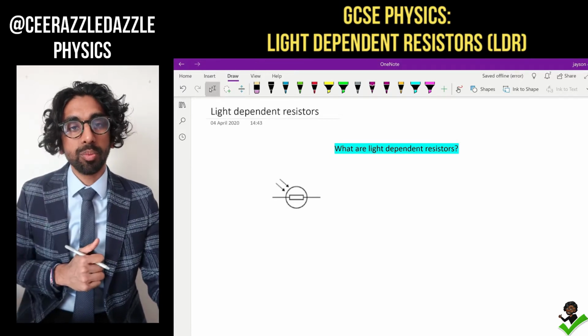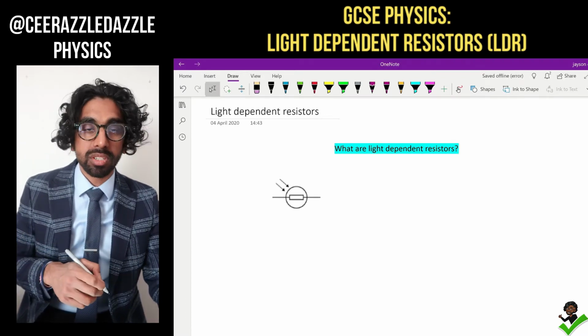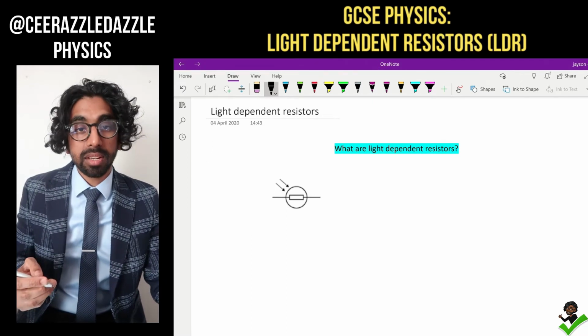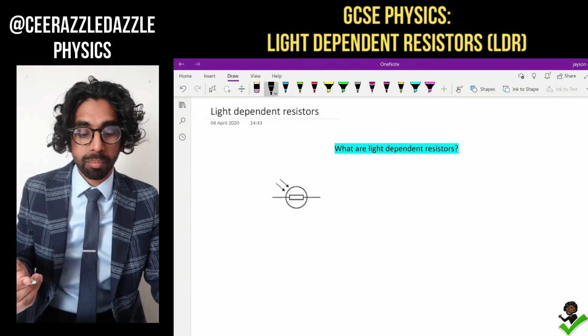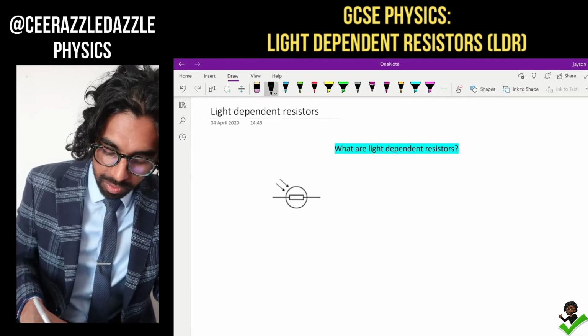In today's session we're going to be talking about LDRs, which stand for light dependent resistors. So what are light dependent resistors? They are basically resistors which depend upon the light that arrives at them. So we'll start off with that.